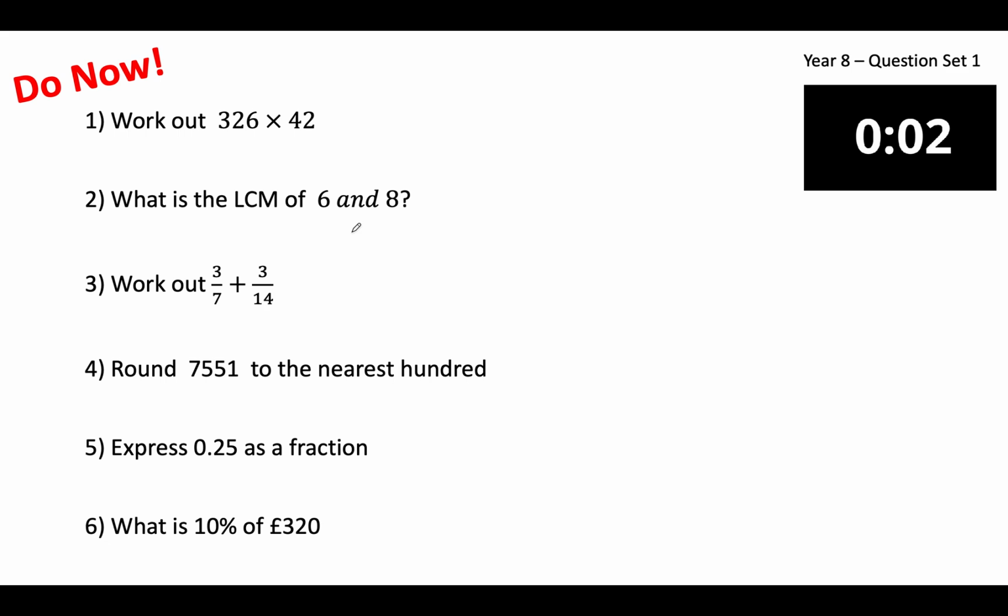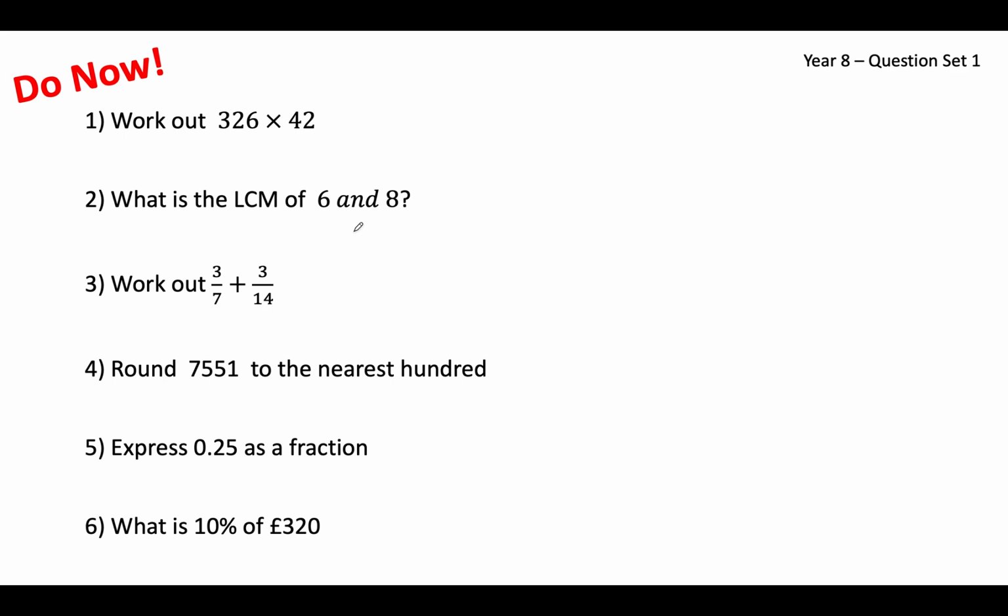3, 2, 1, and time's up. Okay, let's get rid of the clock and let's do some answers then. 326 times by 42. Now you can use either grid method or you could use column method for this. I'm going to use column method today. You know I like to usually sort of mix it up a bit, use different ones, but you use whichever's good for you.